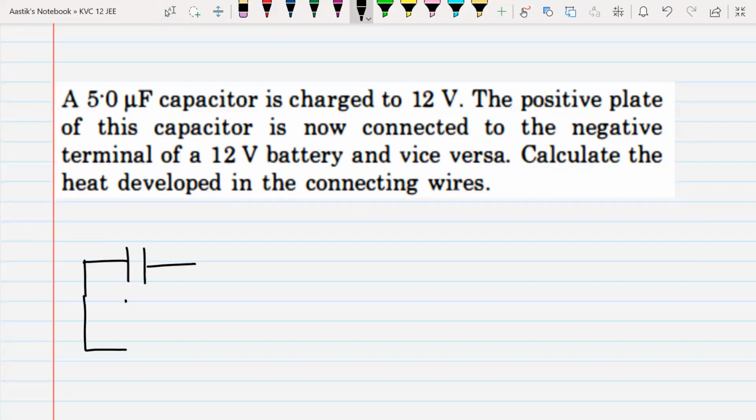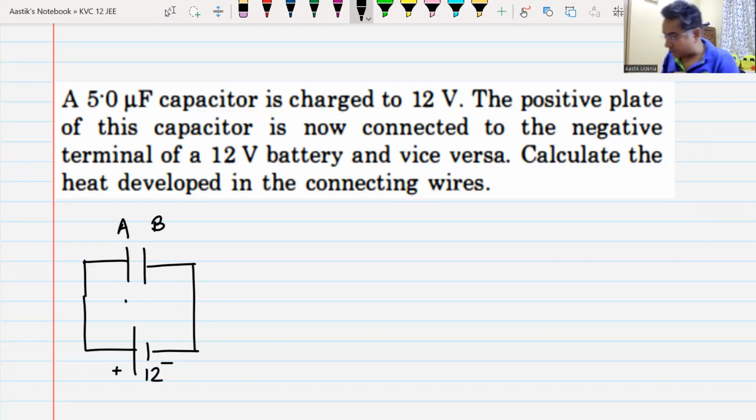So this is the capacitor initially. Let us say this is the initial condition. This is the 12-volt battery. This is the positive terminal, this is the negative terminal. Let me call this plate A and this plate B, just to differentiate the two plates so that I can understand what was positive and what was negative before. Let me call this capacitor the pink one. This pink capacitor is connected like this. This will be the positive terminal and this will be the negative terminal. How much is the charge coming on this?